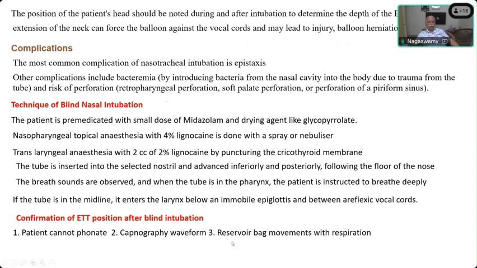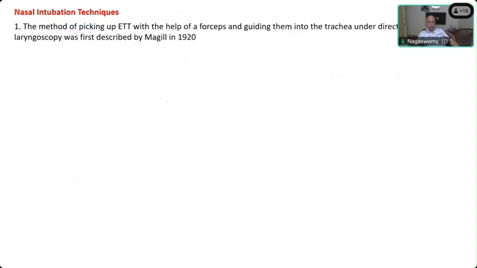Okay. Then capnographic waveforms. Then you can connect it to the breathing circuit and see the reservoir bag movements. These are three important confirmatory points to know that the tube has gone into the right position. And there are some techniques which are described for nasal intubation. The first method is to use the Magill's forceps and guide it into the trachea under vision, when you do it under GA, as described in 1920.